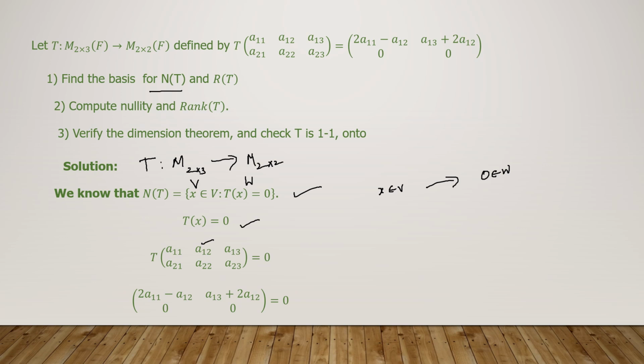That is T of X equal to 0. Then by the transformation, we can write this in terms of 2x2 matrices of the form 2A11 minus A12, A13 plus 2A12, 0, 0 equal to 0. Here the right hand side 0 is nothing but the 2x2 zero matrix, so it is understood to be of the form 0, 0, 0, 0. Now, further to find N of T, just equate the like components. Equating the like components, we get the following equations: 2A11 minus A12 equal to 0, A13 plus 2A12 equal to 0.